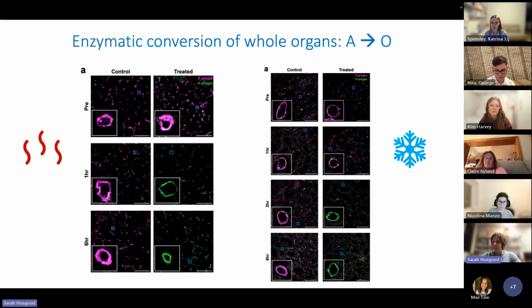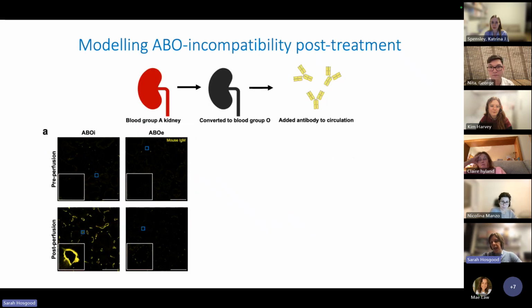We did a similar set of experiments introducing the enzymes during cold machine perfusion. Again, it works in the same way, but maybe just a little bit slower. So after 1 hour, we're still seeing some of the A antigen, but after 2 hours, that A antigen is gone. So we've shown in the lab that you can successfully convert an A kidney into an O kidney, but what would that mean if you transplanted it? Would it be successful? Could we do an incompatible transplant?